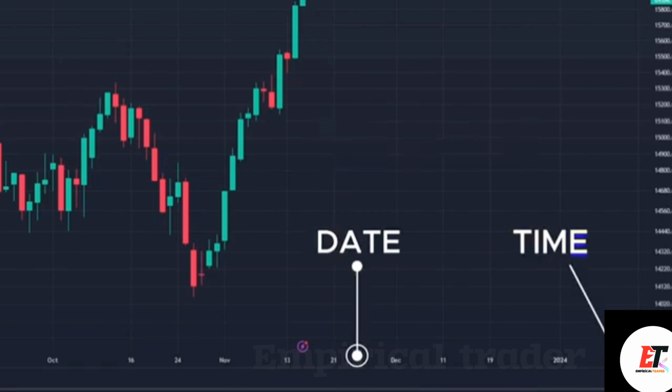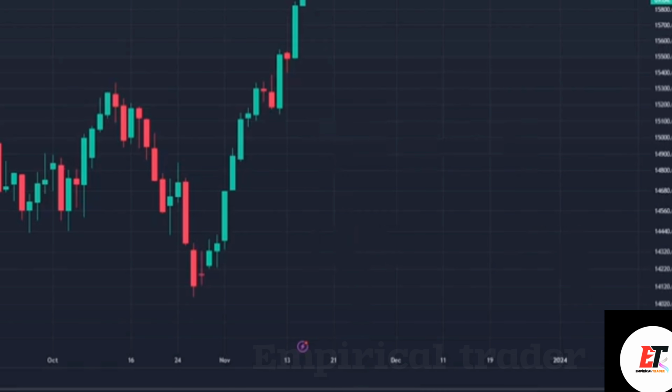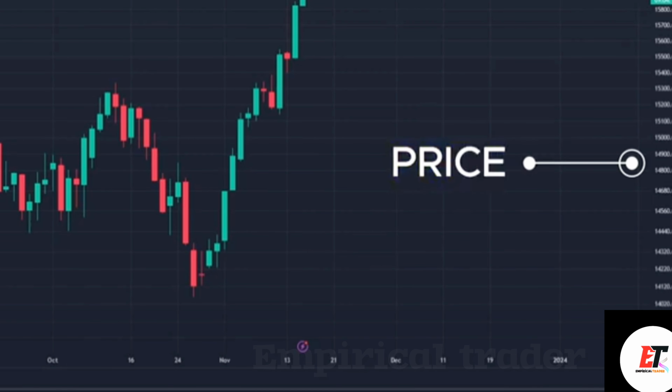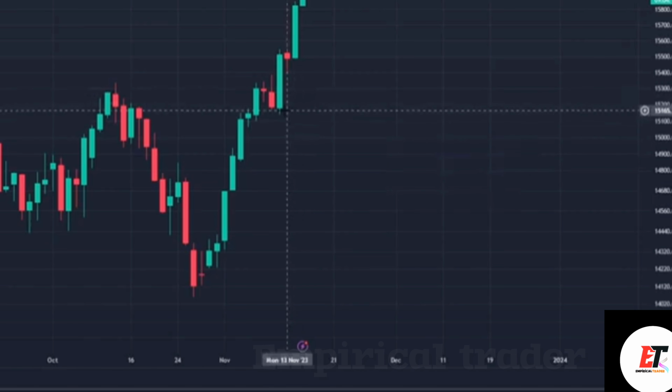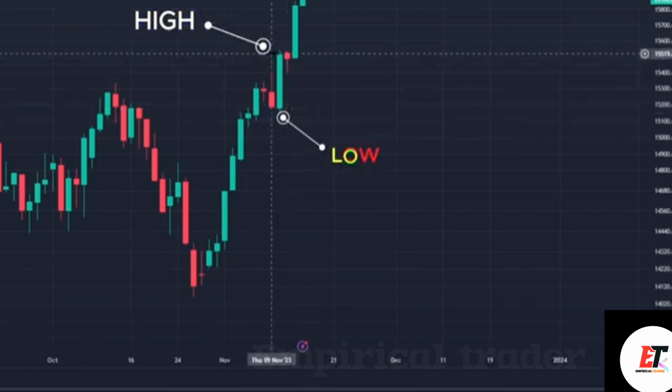The date and time are provided for reference, and the vertical bar on the right indicates the price. By placing your mouse at different points on the candlestick body and wicks, you can discern opening, closing, highest, and lowest prices.